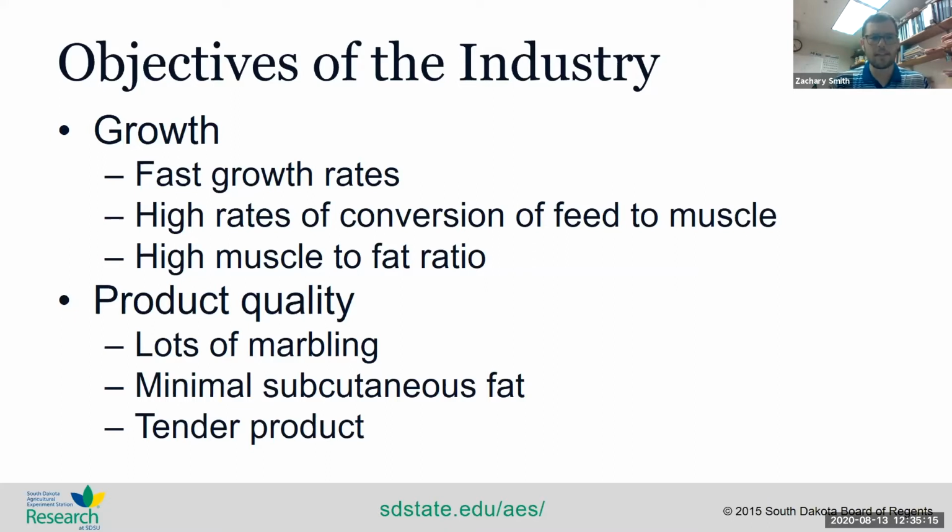And so at least here in the United States, we're interested in producing choice or greater cattle, upper 2/3 choice preferably. We don't want to have too much subcutaneous fat in regards to rib fat accumulation and carcass waste. And we also want to produce a tender product that the consumer wants to continue to eat and spend a good bit of money on and further support the beef industry.